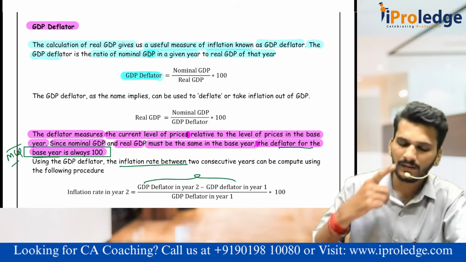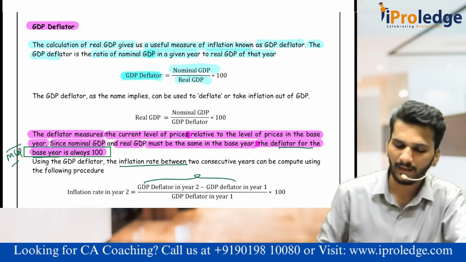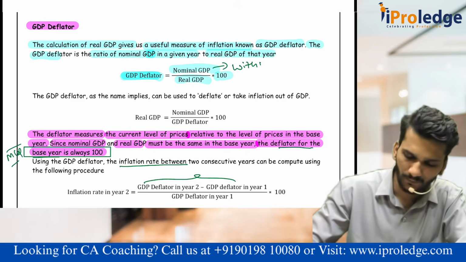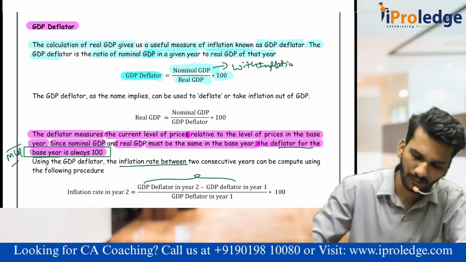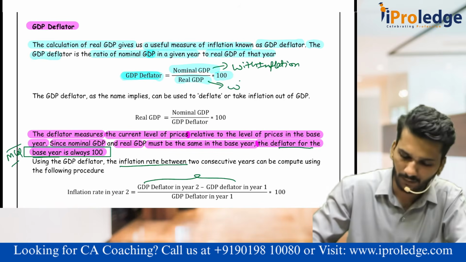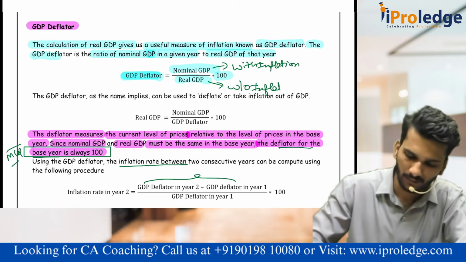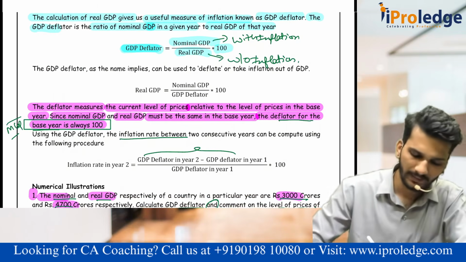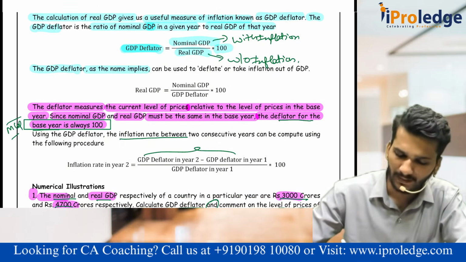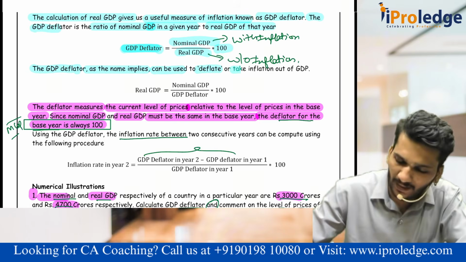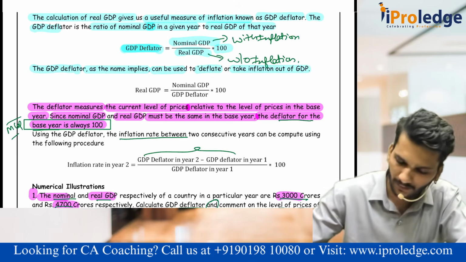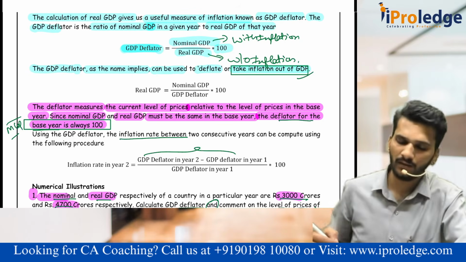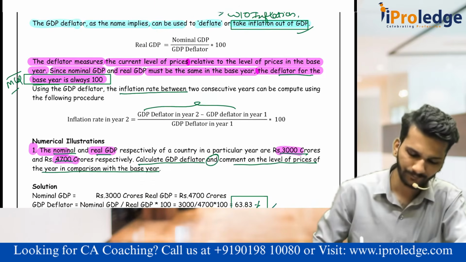If you see there, GDP deflator equals nominal divided by real GDP, times 100. It is with inflation and it is without inflation. GDP deflator, as the name implies, can be used to deflate or take out the inflation from the GDP. Look at the language they are using, very beautifully drafted. Take out the inflation out of GDP.